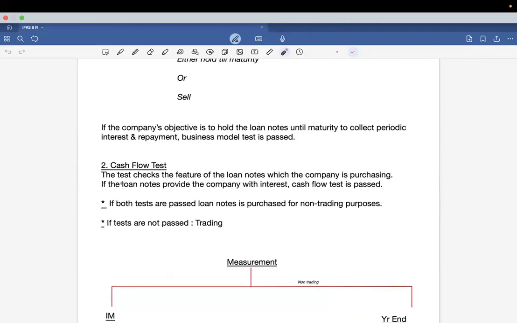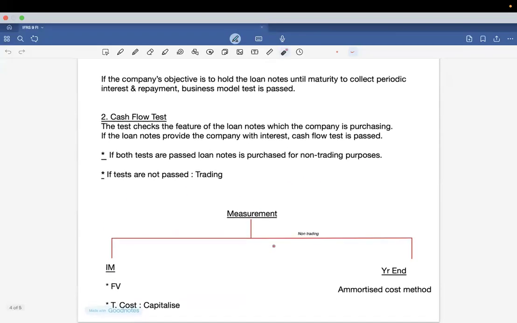Now, what is a cash flow test? The cash flow test is looking towards the reason for the company purchasing loan notes. That is, is it in order to get the cash? That is, with interest, you're getting cash. If your main aim is that, then the cash flow test is passed. Clear? So if both tests are passed, that means you're keeping it until maturity and looking forward to receive interest in the form of cash from the loan notes. Then both are passed and it is a non-trading purpose. If tests are not passed, it is a trading instrument.